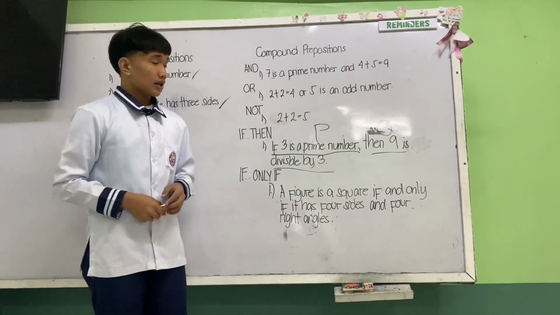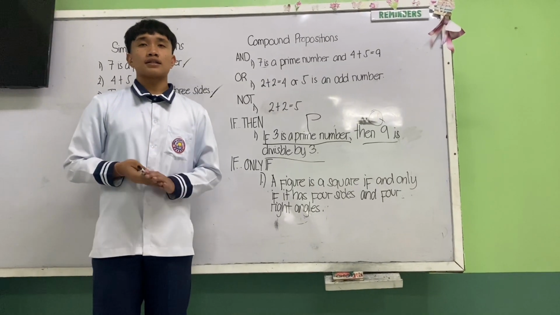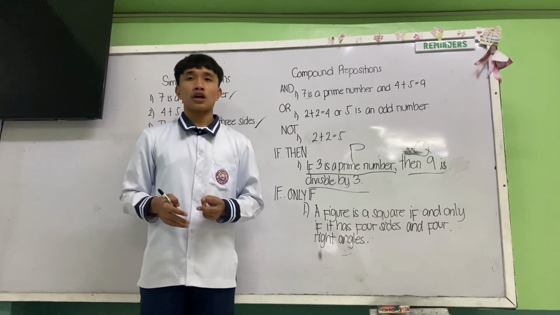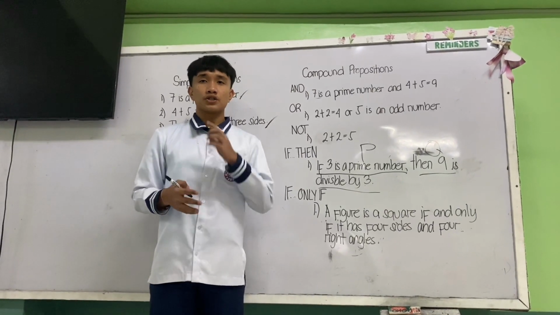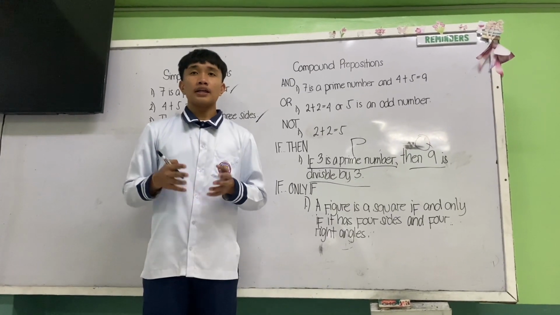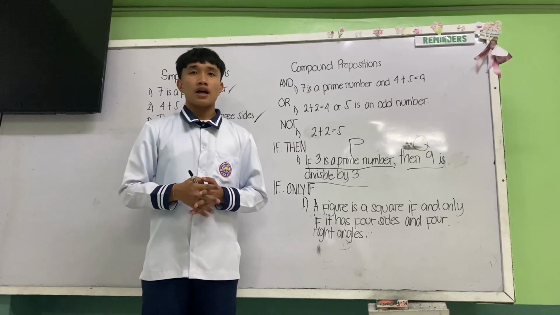So the last, if and only if, also known as biconditional. A biconditional states that two propositions are equivalent. One is true if and only if the other one is true. It combines a conditional statement and its converse. The symbol is.